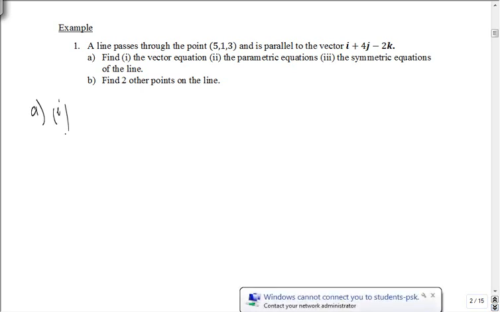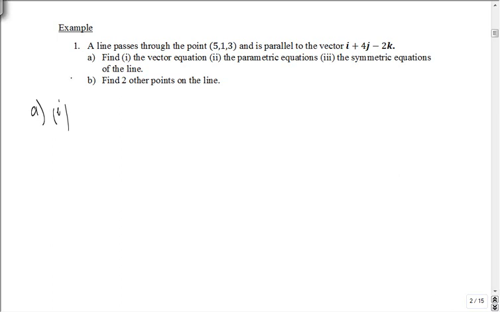So part A, part 1, the vector equation. Make sure you put your R. R equals, the point goes first and you put it as a vector, the position vector. So I'll just use angle brackets. If you want to use i, j and k, no problem, but do not mix the two. Don't use angle brackets and i, j and k in the same equation, okay? So I'll put 5, 1, 3 plus t, and the direction vector, the line is parallel to this vector, so it's 1, 4, minus 2.